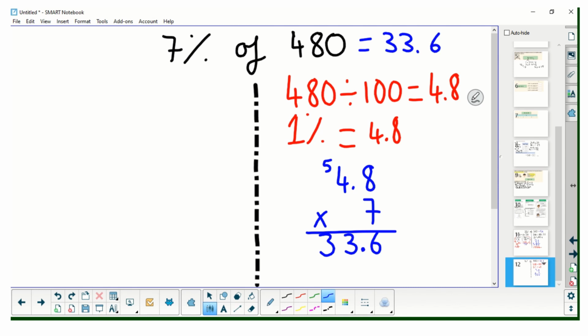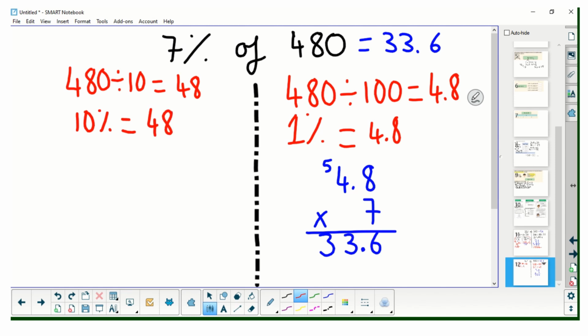I'm going to double check this now. We're going to do it on the other side. So first of all, we're going to find 10%. We've got 480 divided by 10 equals 48. So my 10% is 48. I can find 5% by dividing by 2. I'm going to divide 48 by 2. Well, that is 24. So I know 5% is 24.